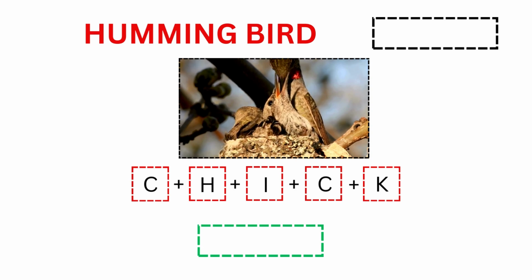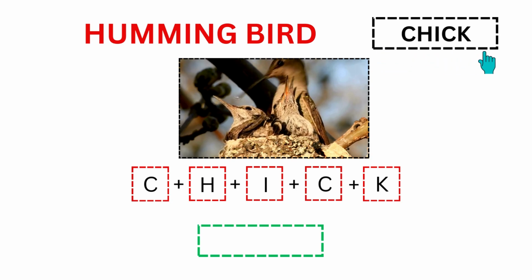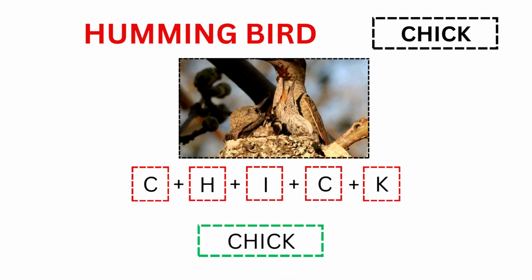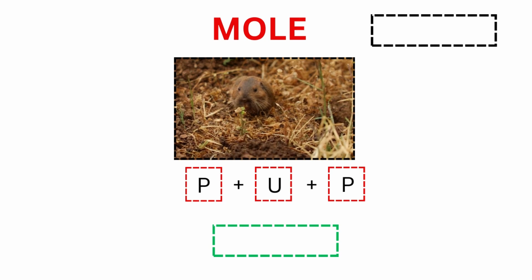A baby hummingbird is called a chick. Hummingbird के बच्चे को chick कहा जाता है. C-H-I-C-K chick. Number 8 is mole. A baby mole is called a pup. Mole के बच्चे को pup कहा जाता है. P-U-P pup.